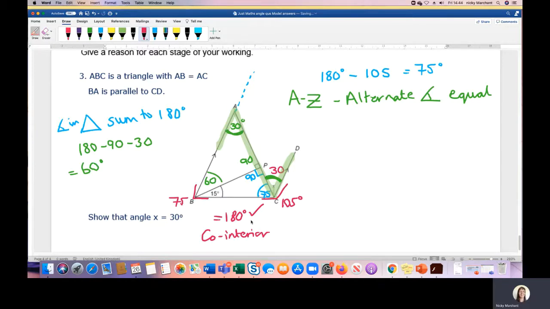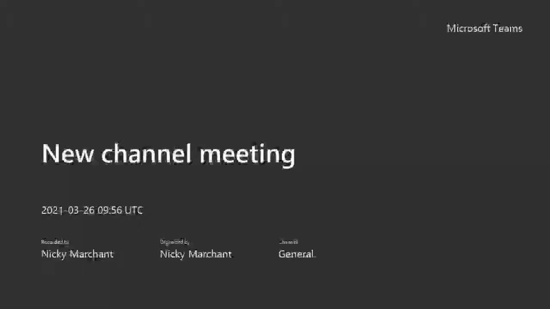So a couple of different ways to approach it, but we do need to use that 30, plug it in to show that it all works out and it all adds up to get that to be 30. Good luck.